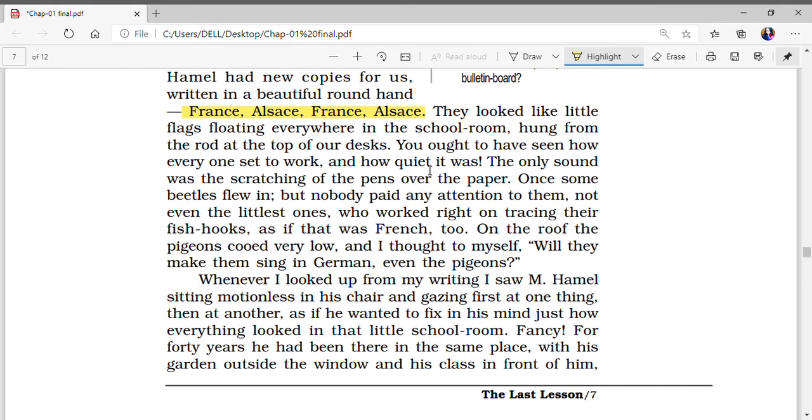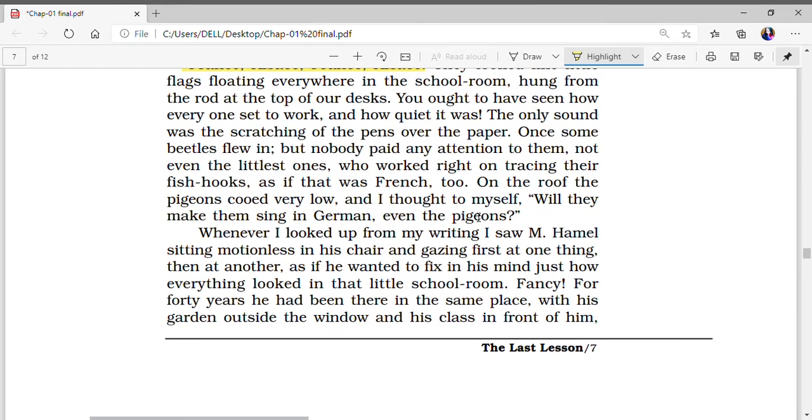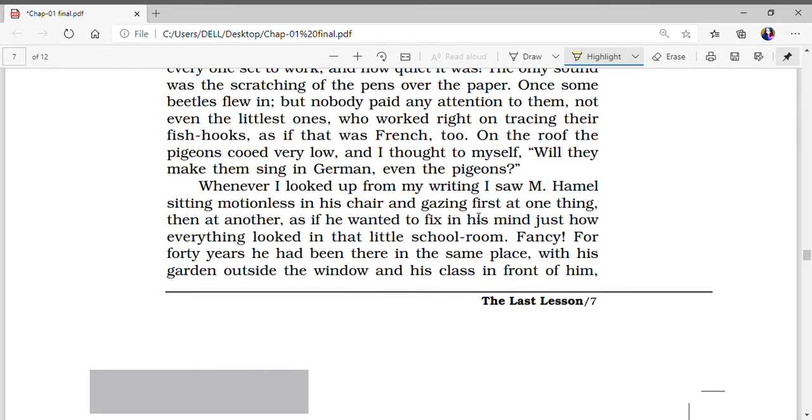You ought to have seen how everyone set to work and how quiet it was, and everybody was so dedicated towards work and it was not noisy. Everybody was so serious about it. The only sound was the scratching of the pens, such a pin drop silence that you could hear even the scratching of the pen over the paper. Once some beetles flew in, but nobody paid any attention to them.